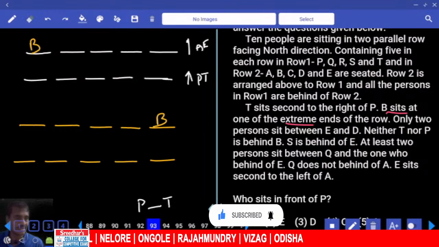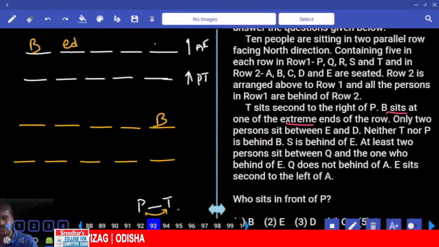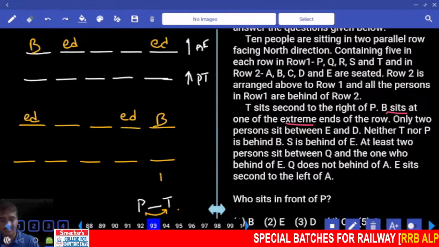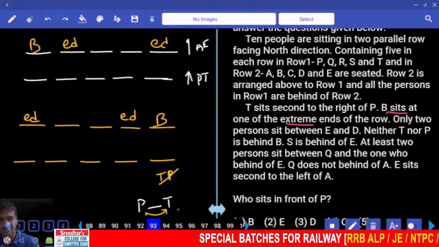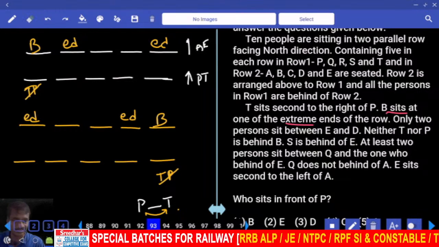B is here. Then T sits second to the right of P. And only 2 persons between E and D. E and D can be at any one of these 2. Now here again E and D can be at any one of these 2. Neither T nor P is behind B. Now T and P cannot be here.